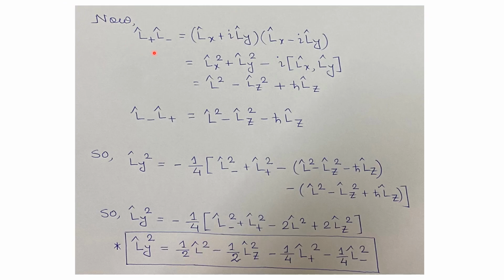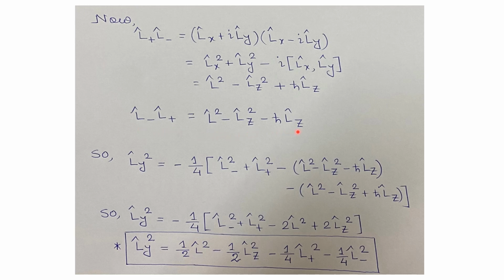Now the L plus times L minus operator equals (Lx cap plus iLy cap) times (Lx cap minus iLy cap). So we are writing L plus and L minus in terms of Lx and Ly. After multiplication we get Lx squared plus Ly squared minus iota times the commutator of Lx cap and Ly cap. Now this commutator value is iota h cut Lz. So we can write the L plus L minus operator as L squared minus Lz squared plus h cut Lz. Similarly, we can find L minus L plus equals L squared minus Lz squared minus h cut Lz.